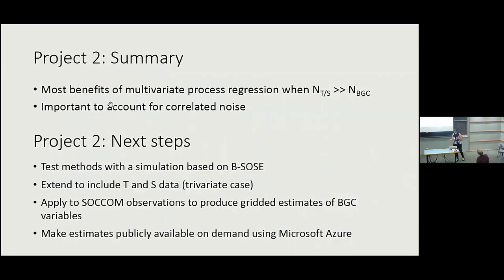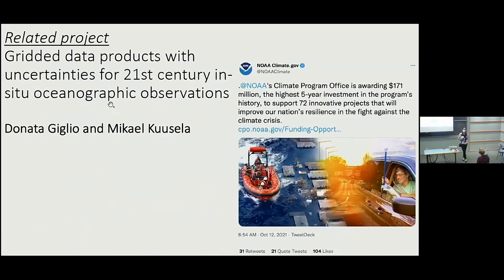So as next steps, we'll try this on real data. And even before that, we'll do something similar to what I showed for the random forest approach. We'll try this in the model world where we know the truth and we can compare. Alison plans to make the final estimates when we have them from the actual Argo observations available on the Microsoft Azure cloud. Just a very 10 seconds advertisement of another related project. If it's of interest to anyone, please reach out. I'm happy to chat more about this.